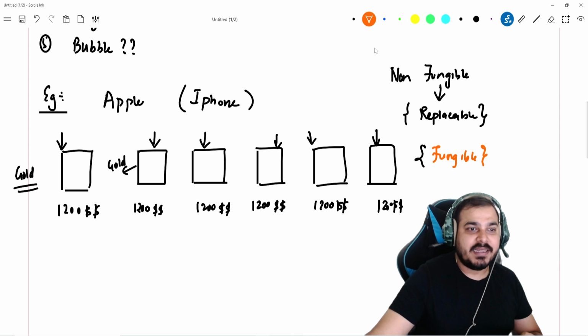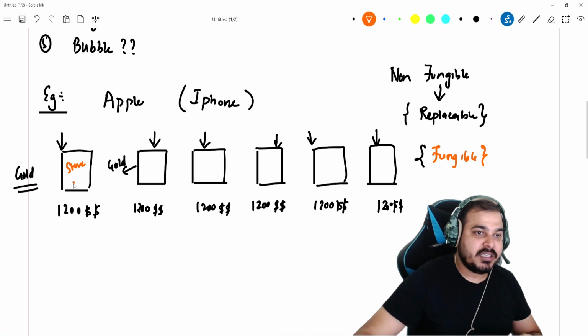Now what if I say that this particular gold Apple iPhone, let's consider, was signed by Steve Jobs?